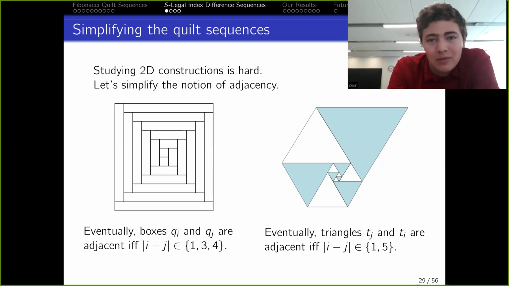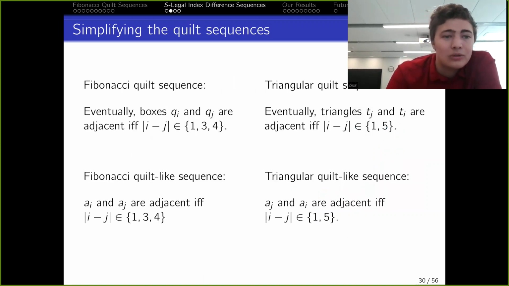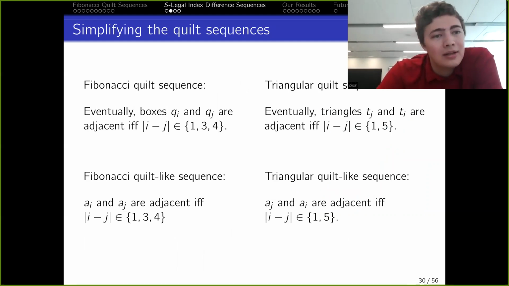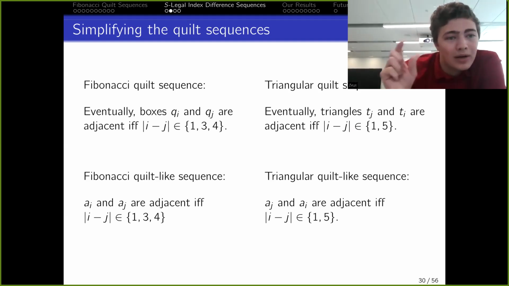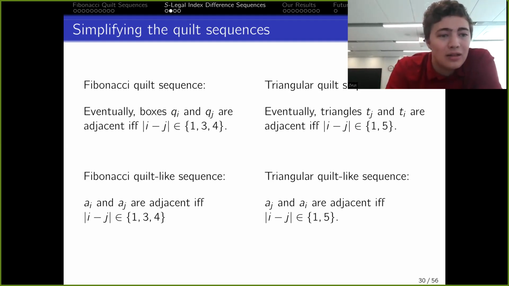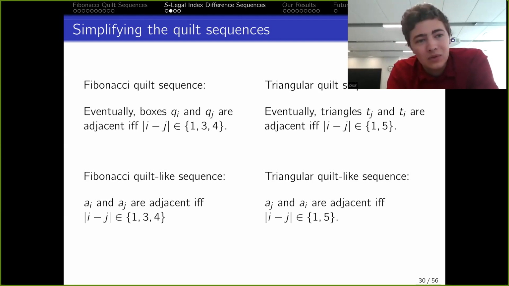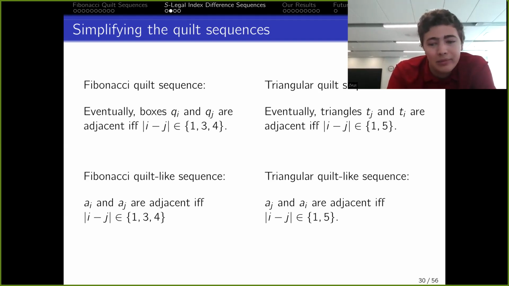So the first step to maybe simplify the sequences that we would find would be to just consider the analogously defined sequence where the only difference is we define adjacency right away to mean that the difference in indices is given by these values, rather than this eventual behavior we observe in both of the sequences. So now we have these Fibonacci quilt-like sequences and triangular quilt-like sequences that we would seek to better understand.